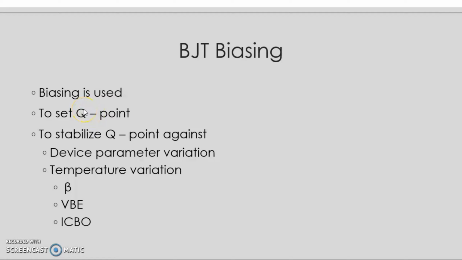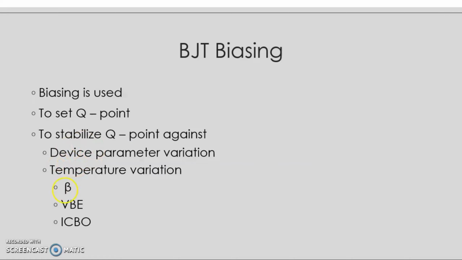Now once the Q point is set, it should remain stable. If the Q point should remain stable, this indicates that the Q point can also vary. So how can the Q point vary? The Q point is the VCE and IC value, so it can vary depending upon device parameter variation and temperature variation.